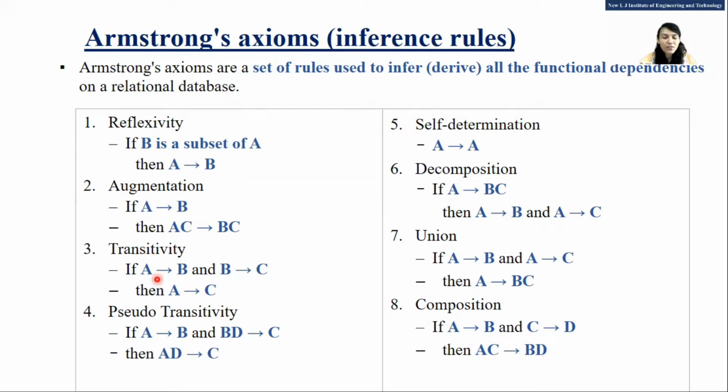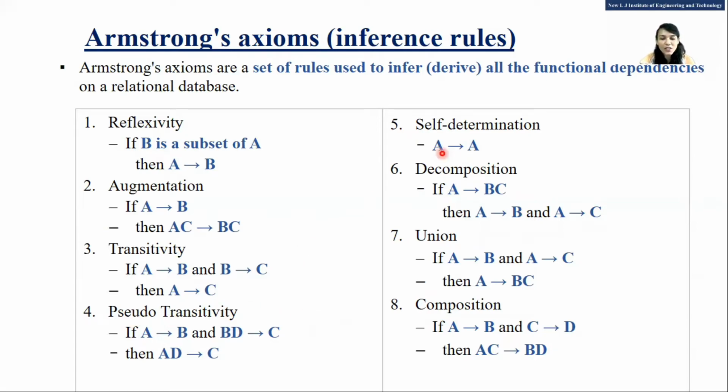Then I have transitivity. We already discussed it: A determines B and B determines C, then we can say A determines C. Then we have pseudo transitivity, which is A determines B and BD determines C. If A determines B, then I can replace B with A, because B can be determined by A. So wherever we are using B, we can replace B with A. So with A determines B and BD determines C, in BD determines C, if I replace B with A, then it will be AD determines C. So this is nothing but pseudo transitivity.